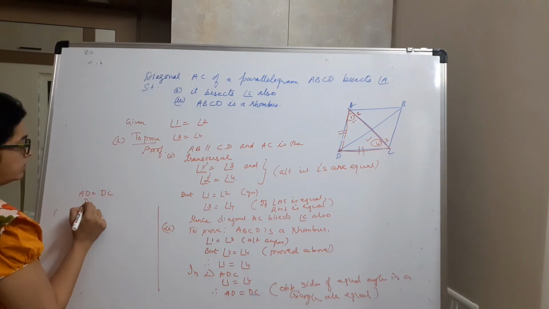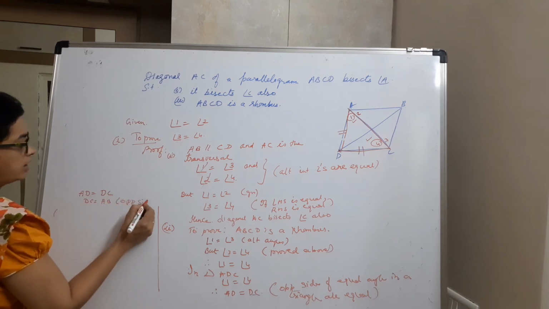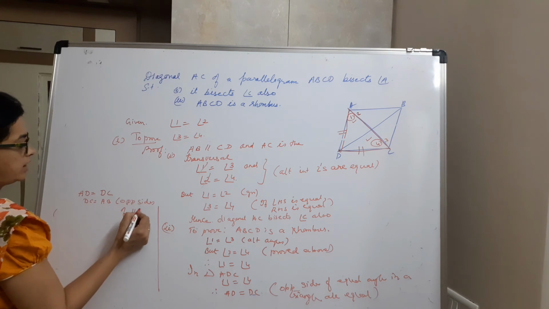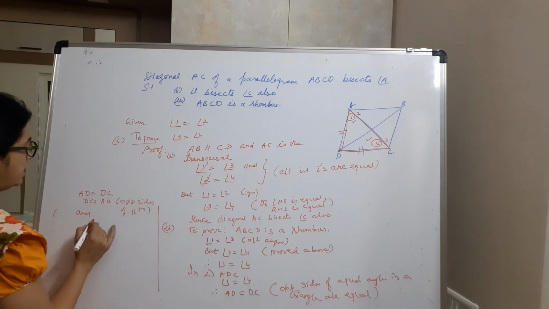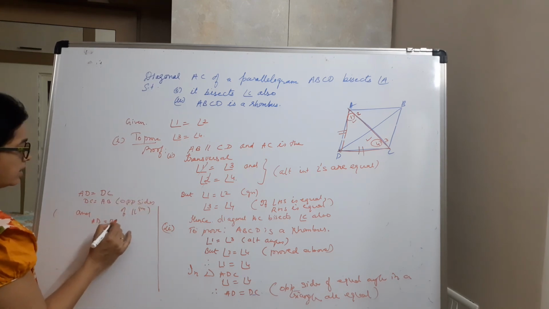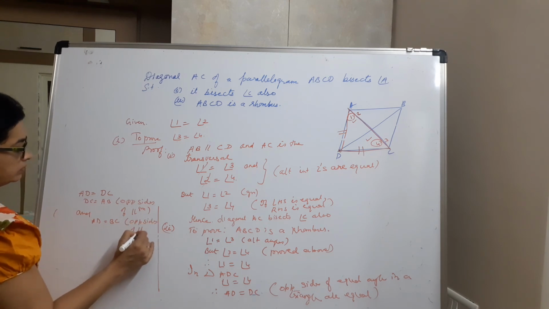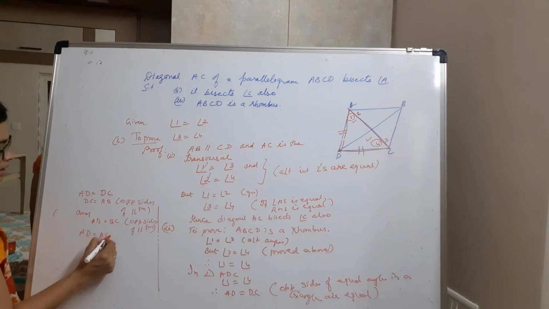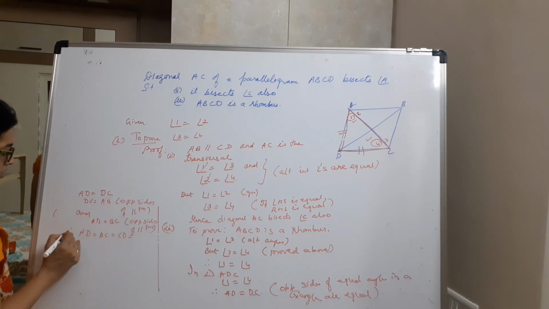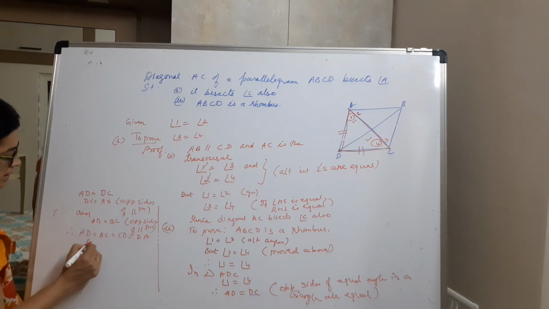then DC is equal to AB, opposite sides of parallelogram, and similarly AD is equal to BC, opposite sides of parallelogram. Therefore all the sides are equal. AD is equal to BC is equal to CD. Here you write therefore is equal to DA. Hence it is a rhombus.